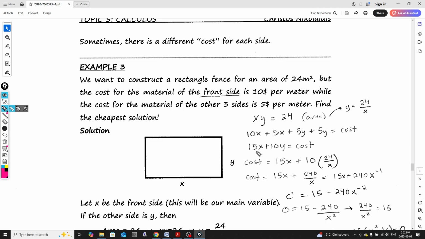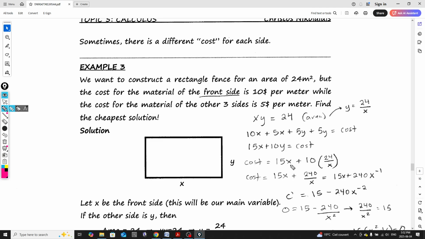So I group my like terms together. I get 15x plus 10y equals the cost, except I'm trying to find the cheapest solution. That means I have to minimize the cost, which means I have to get an expression for the cost that only has one variable in it. So I'm going to take this equation for the area and isolate y, so y equals 24 over x. And I'm going to substitute that in place of y in my cost equation.